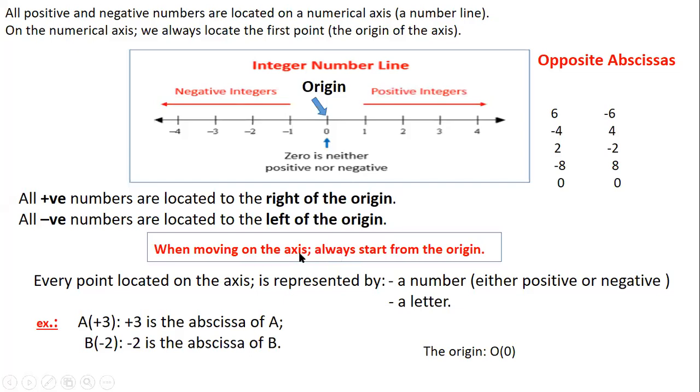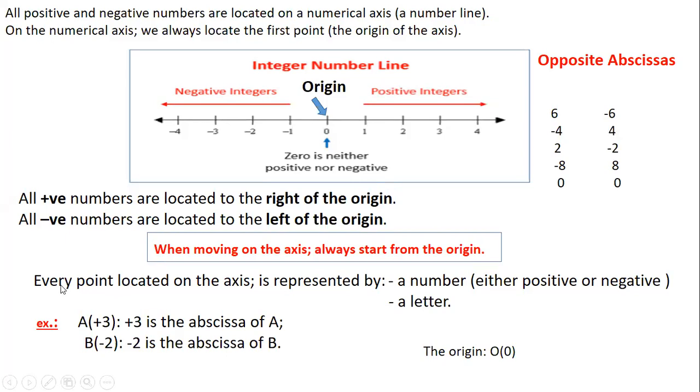Axis. An axis always starts from the origin. So if you are locating points on the axis, you always start from the origin. If it is positive, you go towards the positive. If it is negative, you go towards the negative.